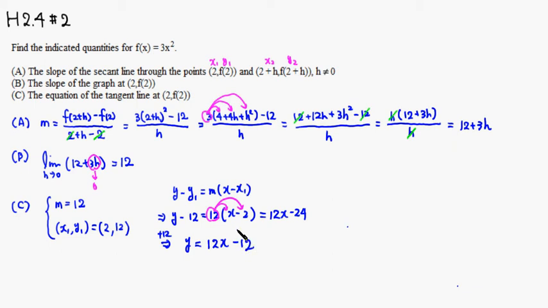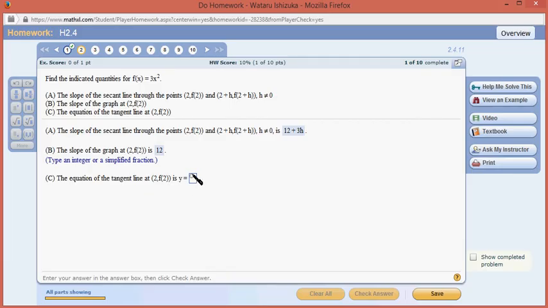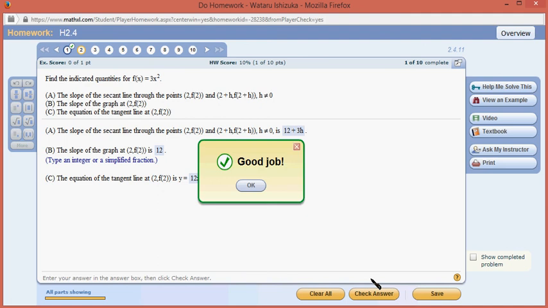So let's type it in. You have 12x minus 12. Check the answer. We got that.